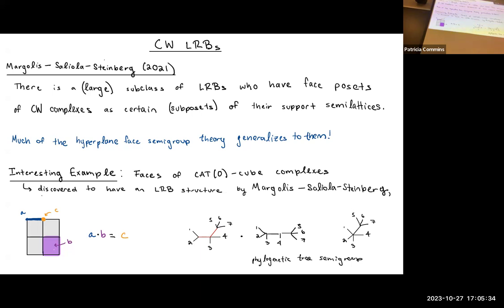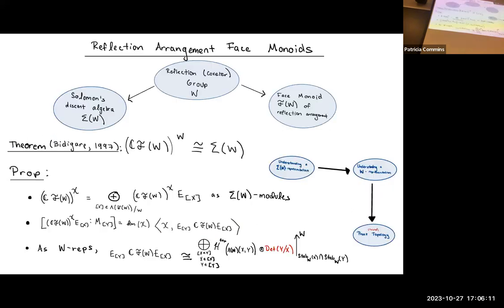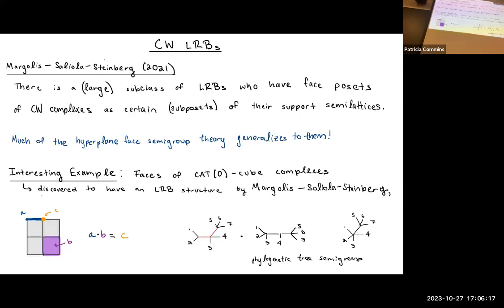Another interesting example of CW LRBs, which we mentioned earlier, was discovered by Margolis, Saliola, and Steinberg: the bases of CAT(0) cube complexes. So here's a CAT(0) cube complex, a very small one. One of the examples of CAT(0) cube complexes I've become interested in are these spaces of phylogenetic trees. They can also have a semigroup structure associated to them. And so I've been trying to think about when these techniques for the descent algebra work for these CW LRBs as well.